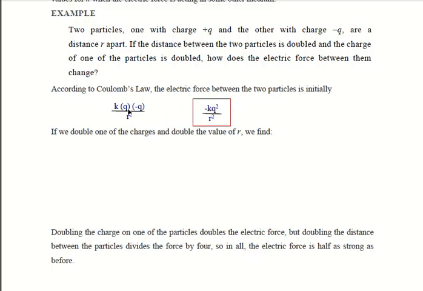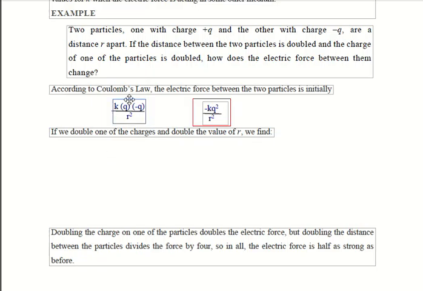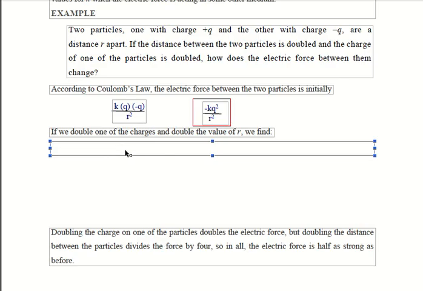So now we want to double one of these charges and double the value of R. So it doesn't specify which one we're doubling. Let's pick whichever one we want.